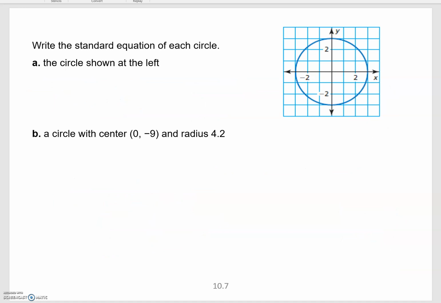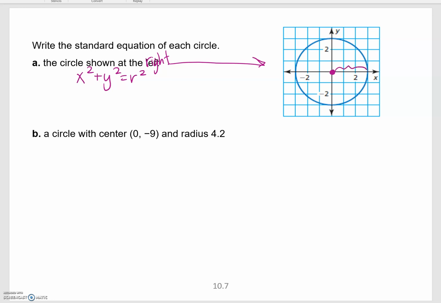Here we have an example of each type of circle that we just talked about. The first one says write a standard equation of each circle, and the first one we're going to do is the circle on the right here. What we are going to look at is: is the origin the center of the circle? Is that at (0, 0)? The answer for this one is yes. So we're using our basic equation that has the center of the circle at (0, 0): x squared plus y squared equals r squared. The only thing we have to figure out is what the radius is.